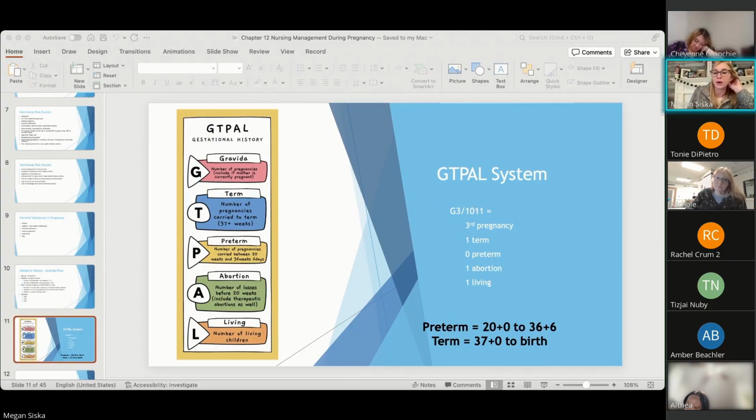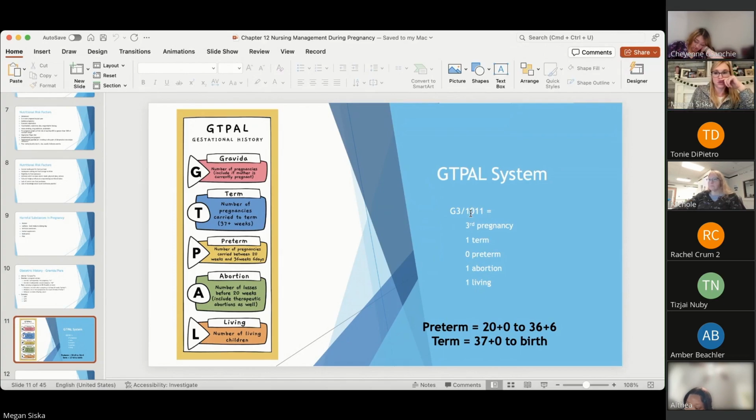So anyways, how this would look, I wanted to give you an example. If someone wrote out, or like shorthand, they say to you, oh, she's a G3 1 0 1 1. What does that mean? That means this is her 3rd pregnancy. The second number goes with our T here, 1 term delivery. The 0 is with our P, 0 preterm. She's had 1 abortion, so that could be a miscarriage or some kind of loss under 20 weeks. And then she has 1 living child. So she's probably currently pregnant, right? Because we still have that other pregnancy to account for.